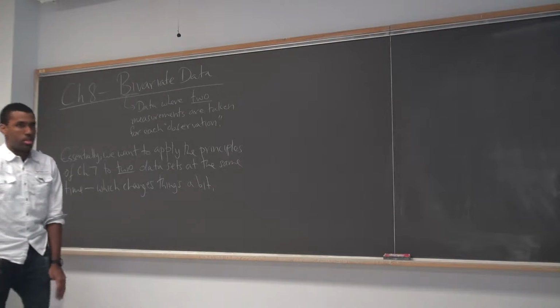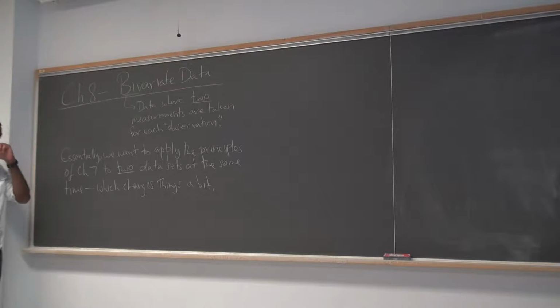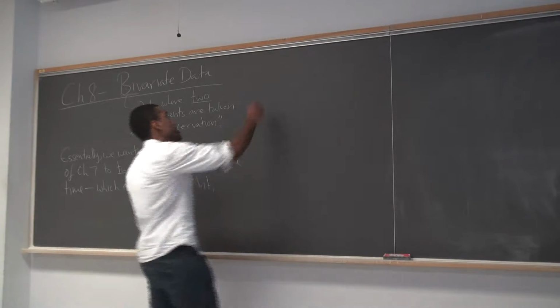Changes things a bit, well, sort of significantly, but once you figure out how to do it for two data sets at a time, you can do it for 3 and 4 and 5. It's actually easier to generalize from the two-dimensional case to higher ones, but we're not going any higher than this. Two things at a time is the most we're going to be doing in this class.